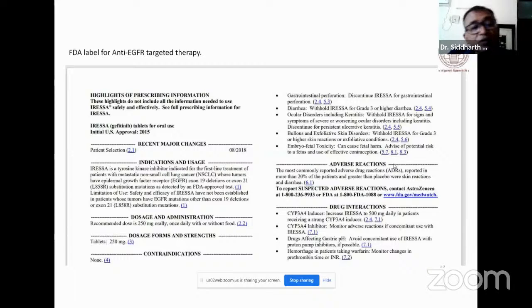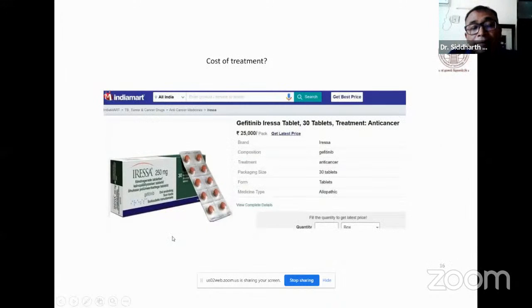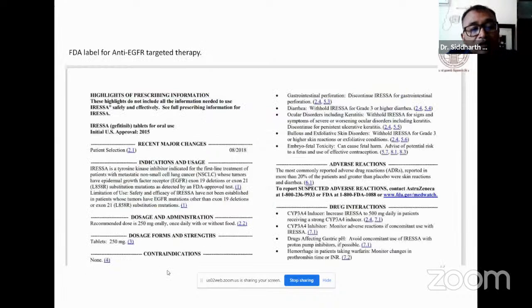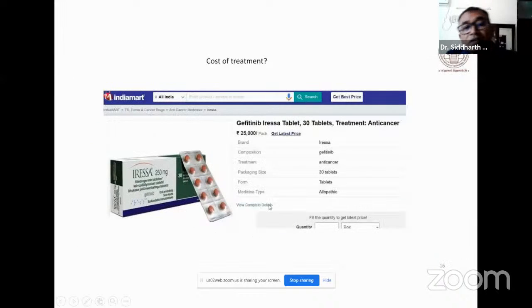If you go to the FDA's site, it will tell you this is the FDA label for this drug, which is Erisa, and actually Erisa is not very expensive. In India, patients are regularly getting this therapy when they have stage 4 lung cancer. It is approved for EGFR exon 19 deletion mutation or L858R substitution mutation, right? So you can give Erisa. The dosage is 250 milligram, taken orally, once daily, with or without food. This is the cost of Erisa: 30 tablets will cost about 25,000 in the Indian market. And it is one of the cheaper targeted therapies.